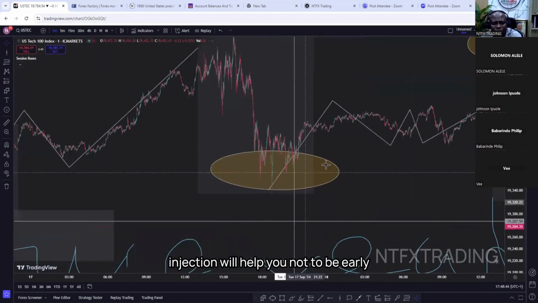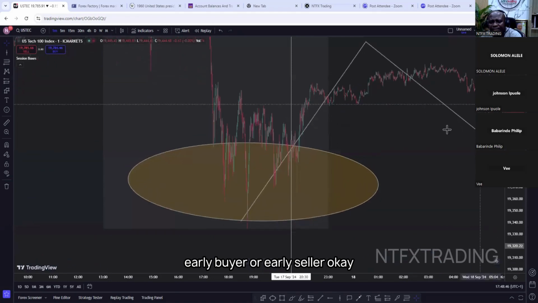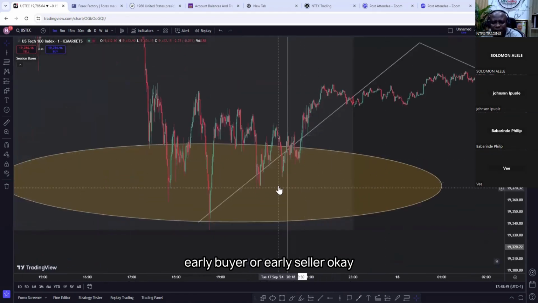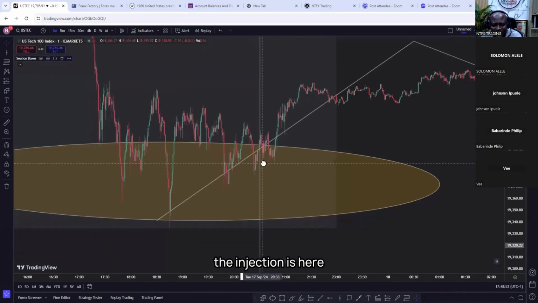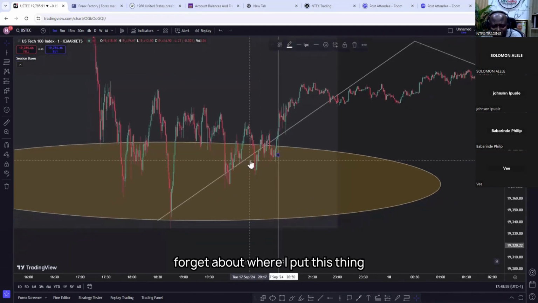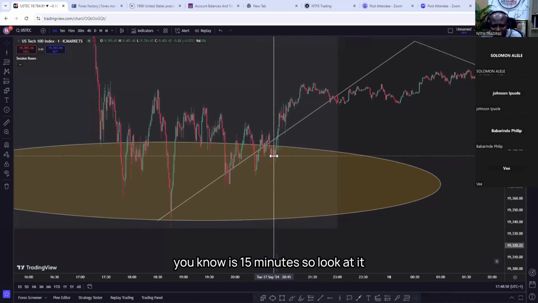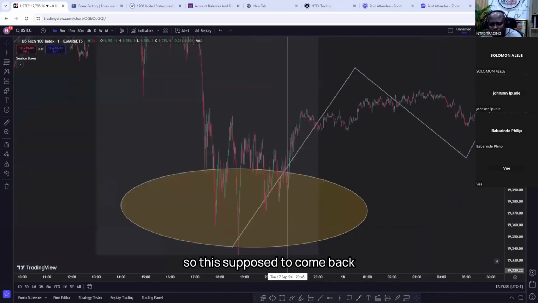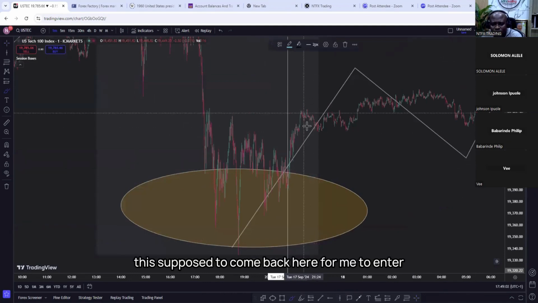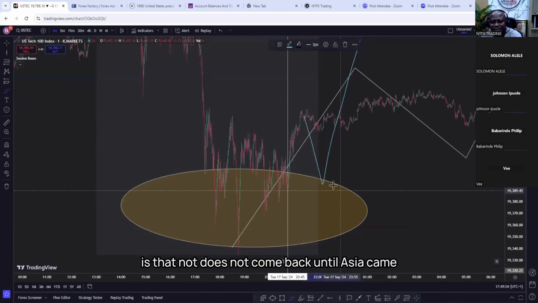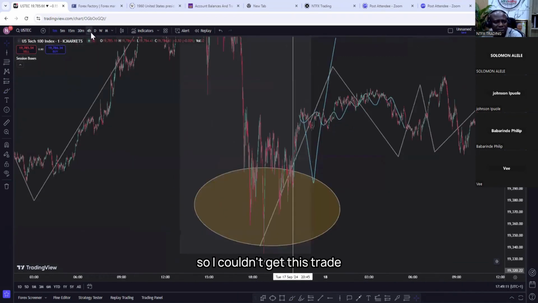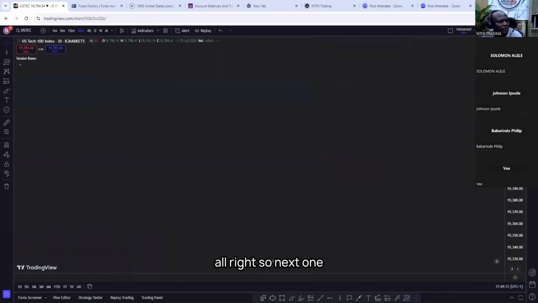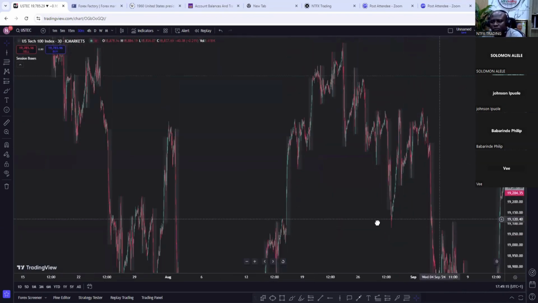Injection will help you not to be an early buyer or early seller. Look at it. The injection is here. Forget about where I put this thing. You know it's 15 minutes. So look at it. This is supposed to come back here for me to enter. Does it not? It did not come back until Asia came. So I couldn't get this trade. All right. Next one.